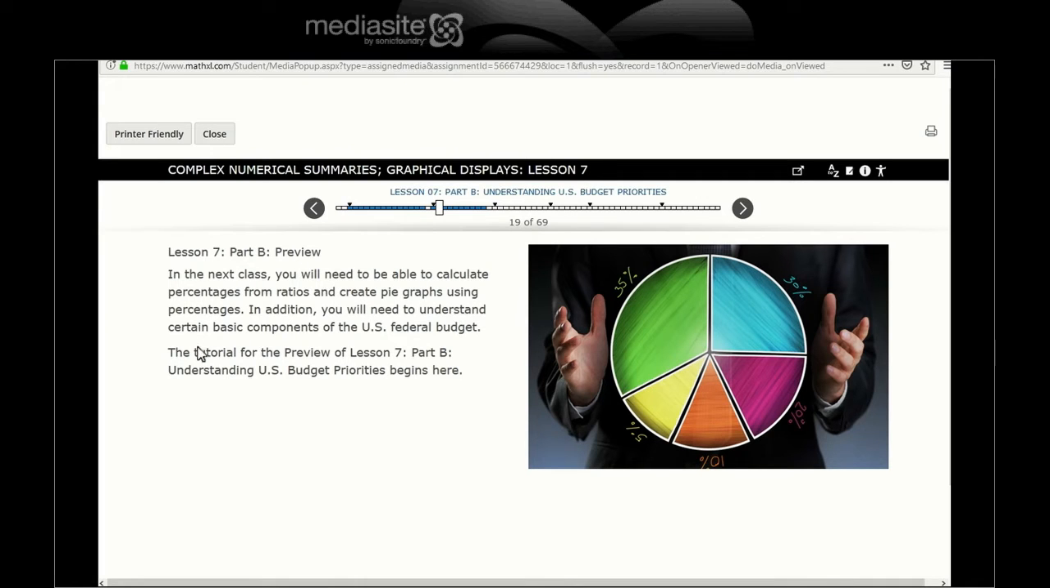In addition, you will need to understand certain basic components of the U.S. federal budget. Tutorial begins here. Ooh, nice pie graph.